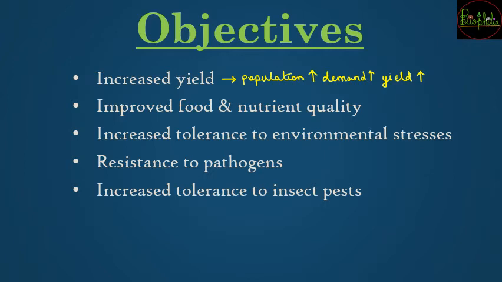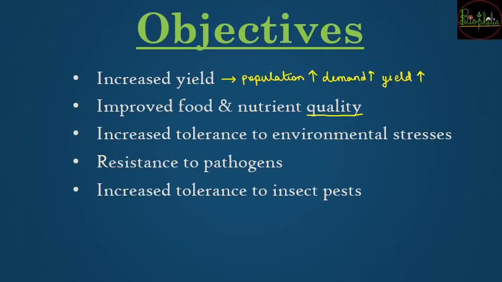Second, whatever yield is coming, it should have improved food and nutrient quality. So aise nahi hona chahiye that you are increasing the yield, quantity badha rahe ho, but your quality is getting depressed. You should not have that. So we are also going to have improved nutrient quality. Phir third aayega ki ab yield aa gayi, that is quantity and quality has been improved.